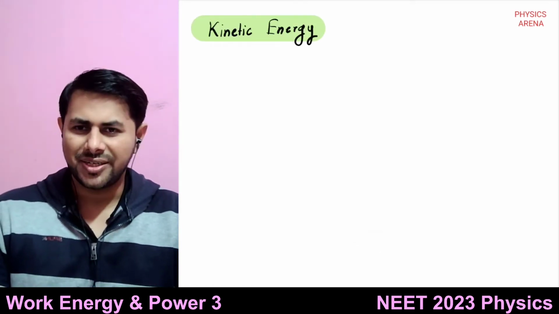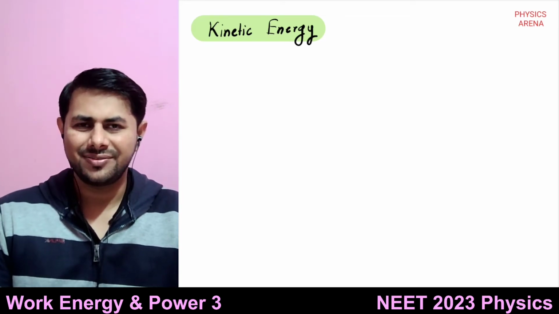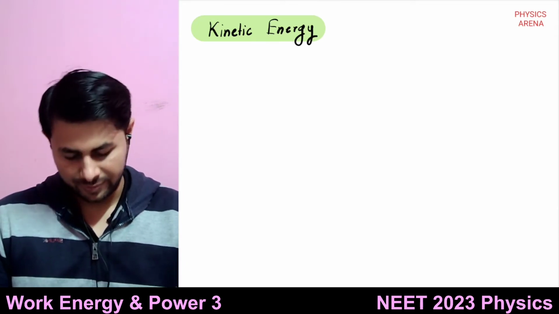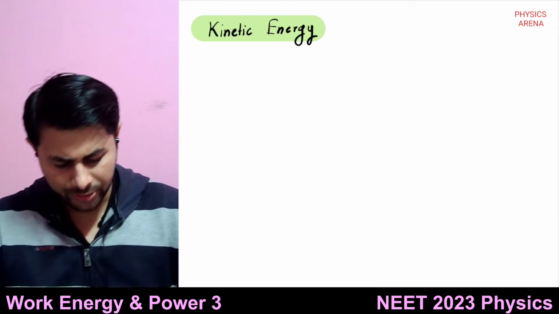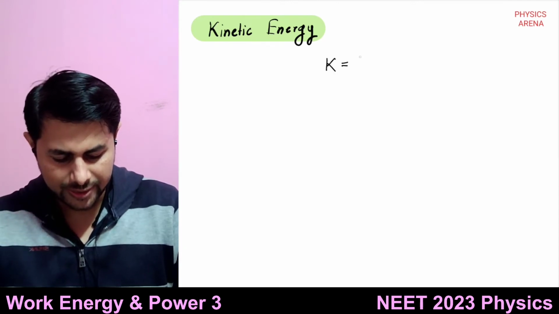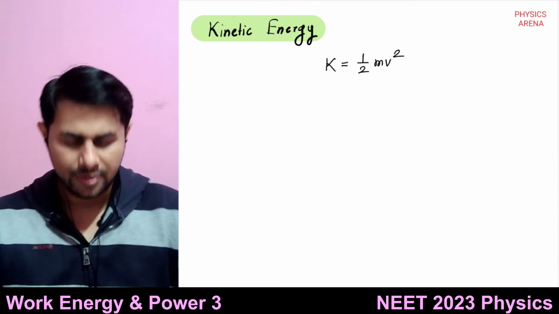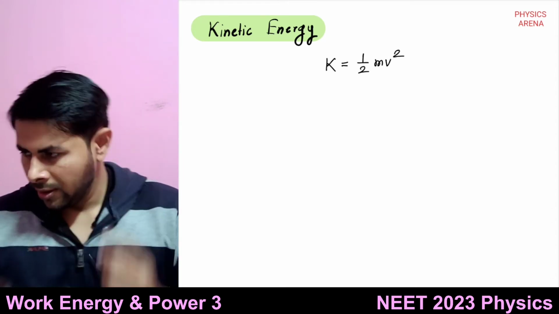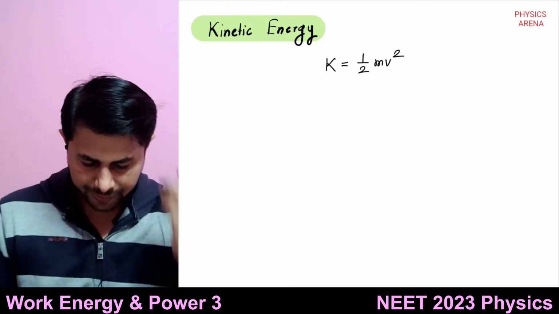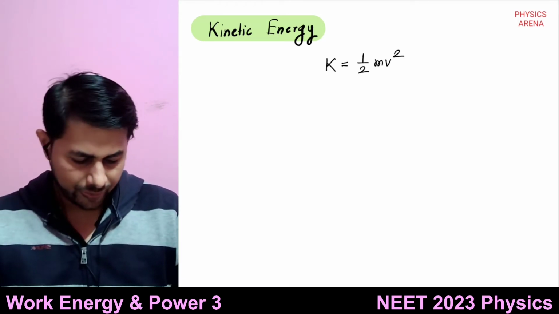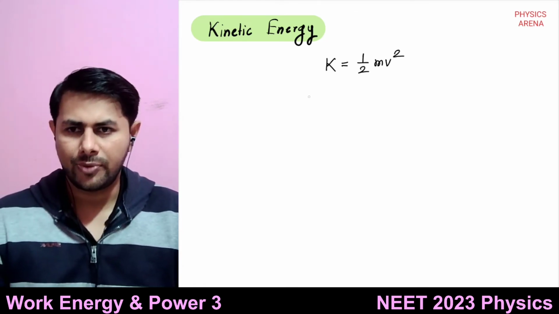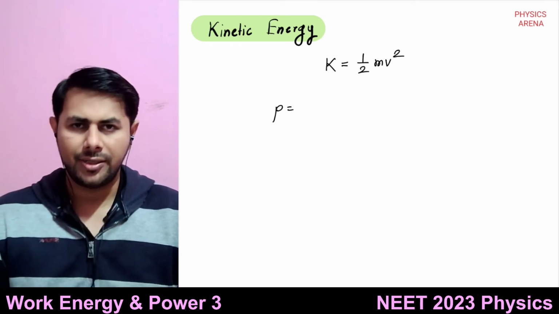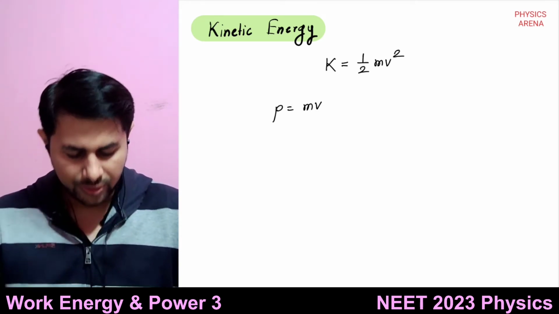Okay, so let's talk about kinetic energy once again. So what is kinetic energy? It is energy possessed by a body due to its motion. And we know the formula for kinetic energy is half of m times v square. Okay, and you can express this formula in another form if you take into consideration momentum of a body. P is equal to mv.